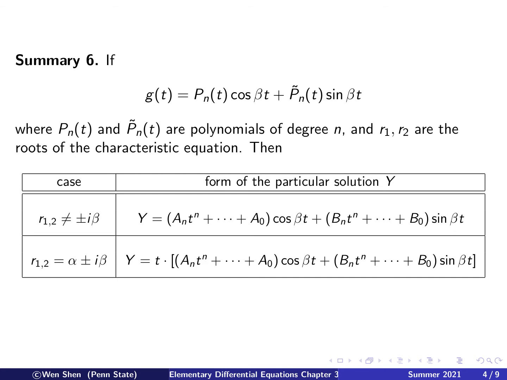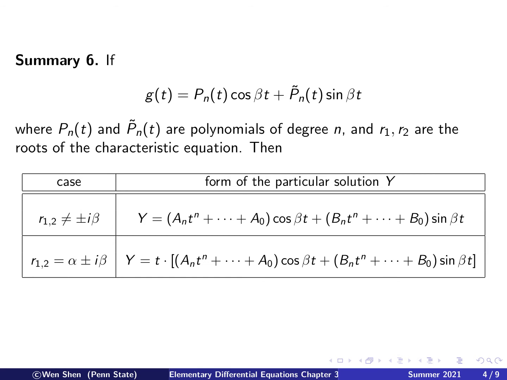And now, again, let R1, R2 denote the two roots of the characteristic equation. And then we have two cases. Case 1 is the case where the form of g will already work. Okay, and that is the case where the roots R1, R2 are not equal to plus minus i beta, where beta is the coefficient here. Because you know, if the roots equal that, then cosine beta t and sine beta t are both solutions of the homogeneous equation, and that causes trouble. Okay, so in the case it doesn't cause trouble, then the form of the particular solution will be the same as the form of the source term g.